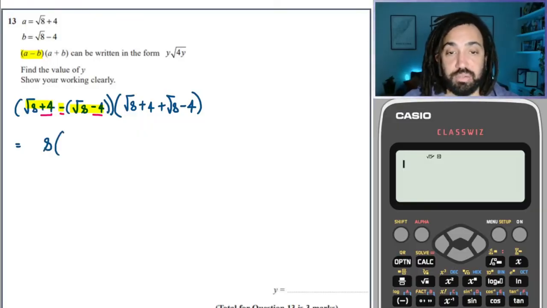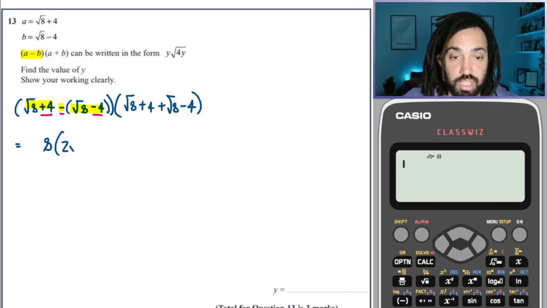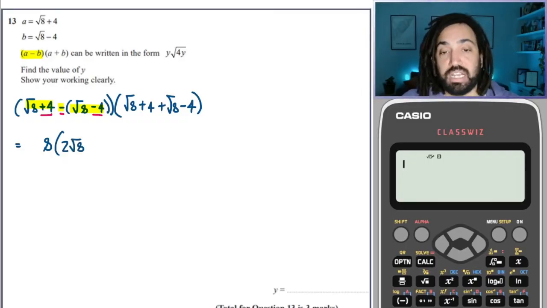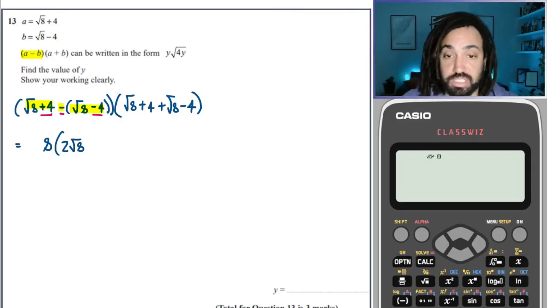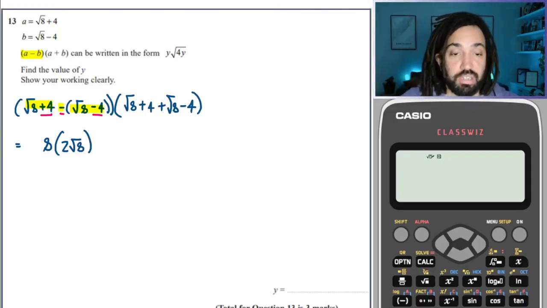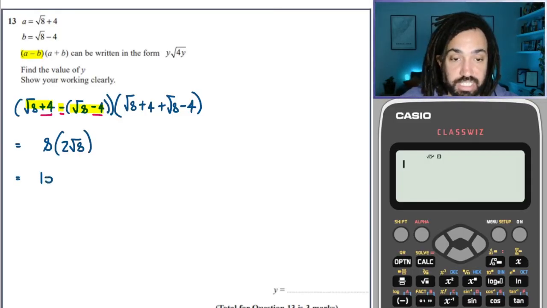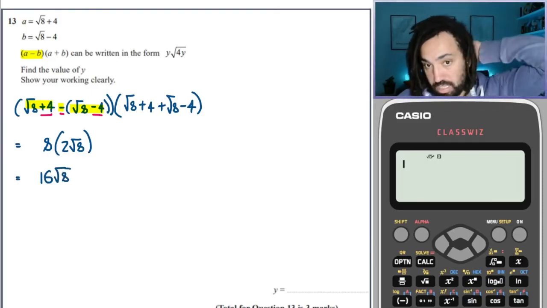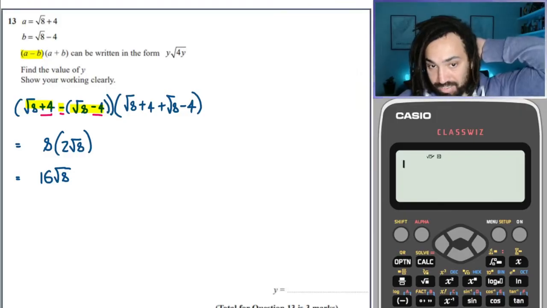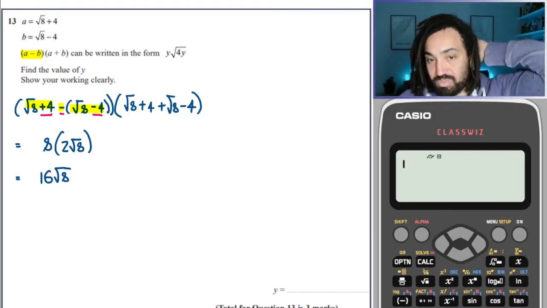The second bracket, we're going to get 2 lots of root 8. So we've got root 8 plus root 8. And then we're going to have the 4 minus the 4, which is just 0. Okay, so it is essentially 16 root 8. And now we have to write it in the form y square root of 4y.